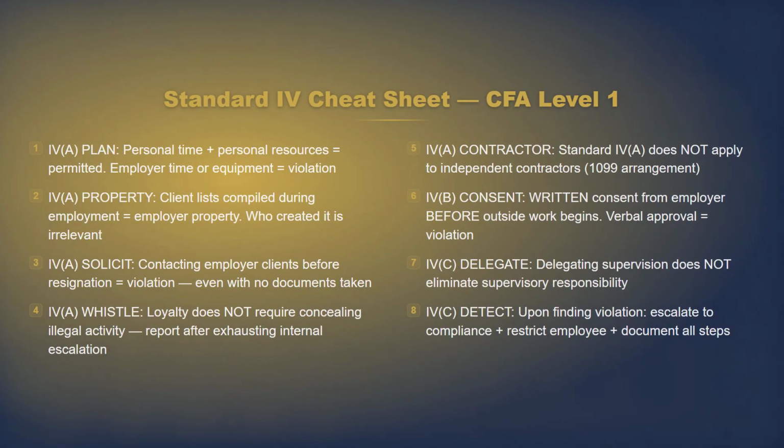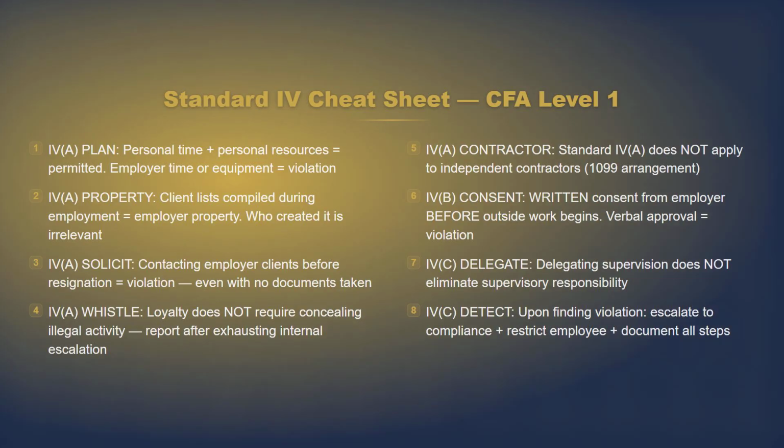Screenshot this. 8 rules. Every Standard IV exam question traces back to one of these. IV-A, you can plan to leave on personal time with personal resources. You cannot use employer time or resources. IV-A, client lists compiled during employment are employer property. Creation and public availability of the data are irrelevant. IV-A, soliciting employer clients before resignation is a violation even if you take nothing physical. IV-A, loyalty does not require concealment of illegal activity.